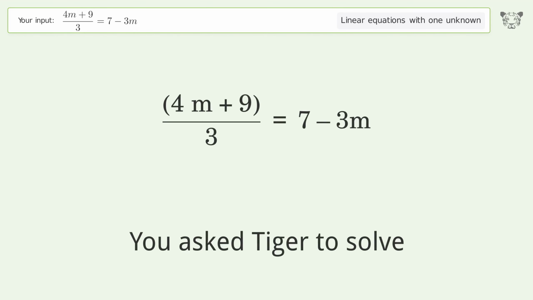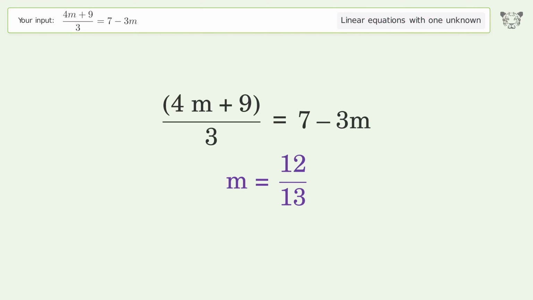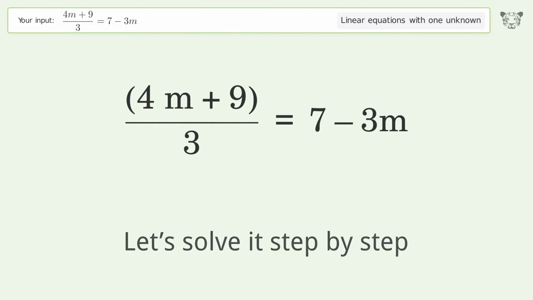You ask Tiger to solve this. It deals with linear equations with one unknown. The final result is m equals 12/13. Let's solve it step by step.